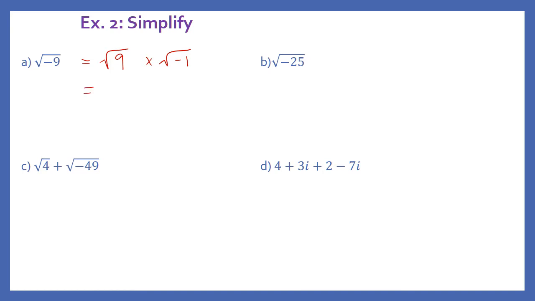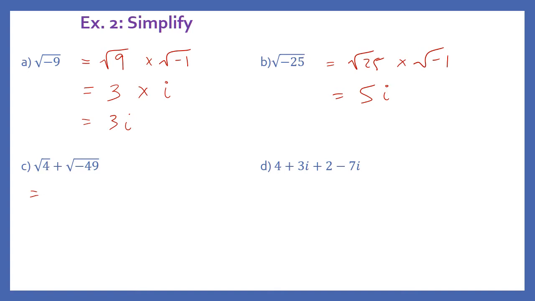Based off of our new knowledge, this is possible. Root of 9 is 3. We just learned, or wrote down, the root of -1 is i, and 3 times i gives you 3i. Same idea for the next one. We can write this as root 25 times the root of -1. We'll skip out that middle step. That's just going to become 5i.